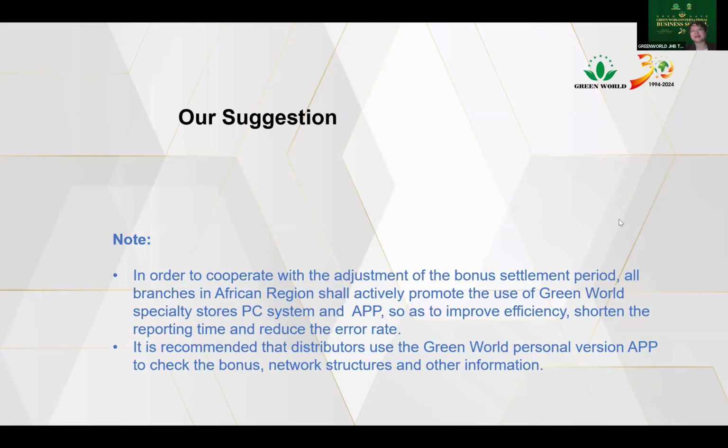So it is highly recommended that distributors use the Greenwood personal version app to check the bonus, network structure, and other information. As for the owner of the specialty shops, just like what Mr. Glory has just presented, we suggest you start or continue using the PC version of this back office. This back office is going to ensure the efficiency, accuracy, and also the transparency, which cannot be achieved by human management.